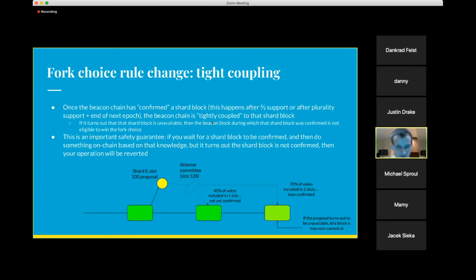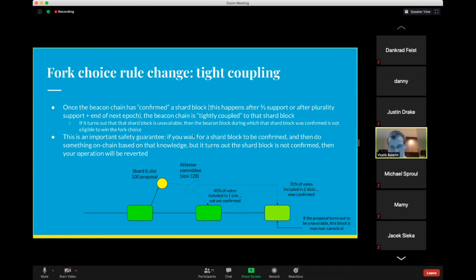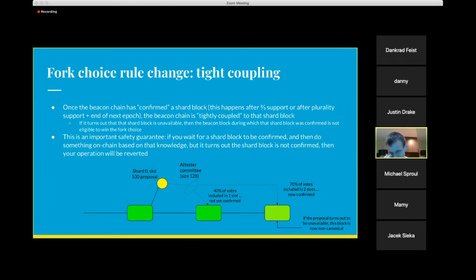So basically, if you wait for a shard block to be confirmed, then you do something on chain based on the knowledge that the shard block is confirmed, like you do some operation in a rollup, you publish some kind of fraud proof or whatever. Then if it turns out that the shard committee was bad and the shard block actually is not available, sorry, I should say available instead of confirmed. If it turns out that the shard block is not available, then well, the chain will get reverted, and so whatever you did based on the assumption that the shard block is available will also get reverted, right? So you have this kind of atomicity guarantee.